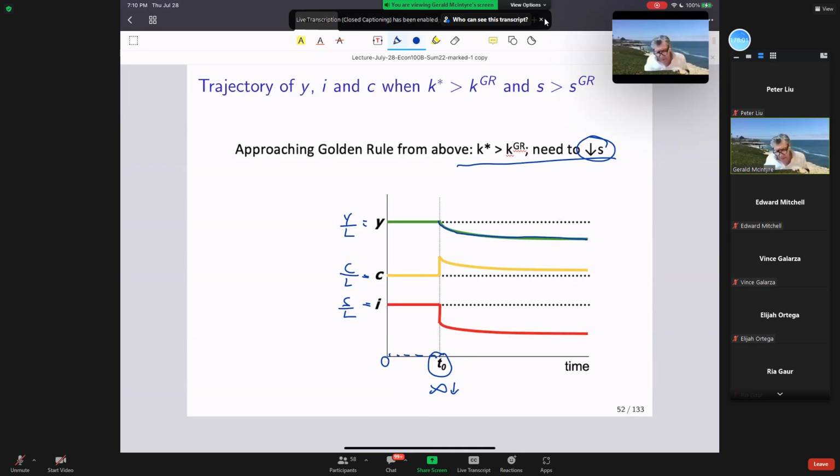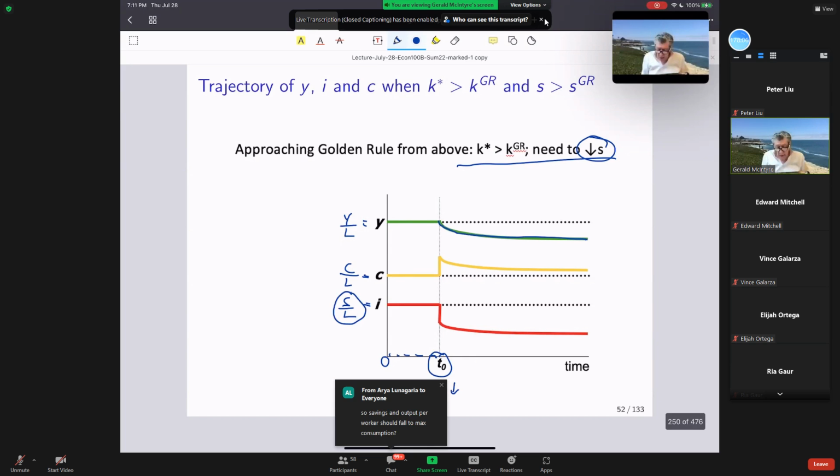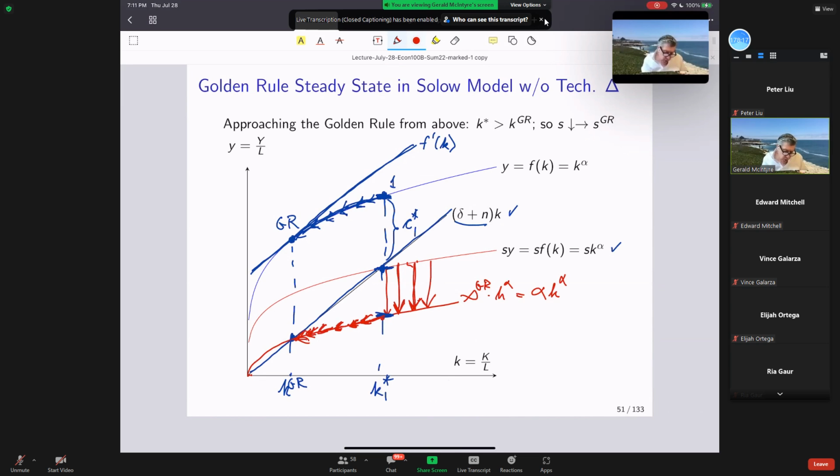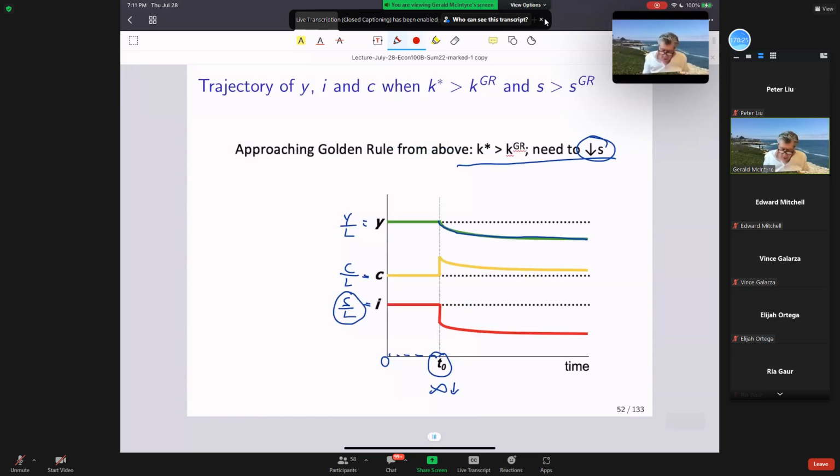Next, what happens to investment, which is also savings? We'll come back to consumption. Well, going back to the previous line, notice that savings falls, and hence investment falls, and then it falls again along this line as we move to the new golden rule steady state. It jumps down and then falls a little bit more. Look at investment and savings. It jumps down and falls a little bit more, and then levels out. Okay.